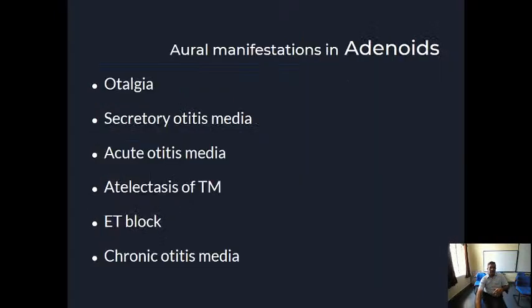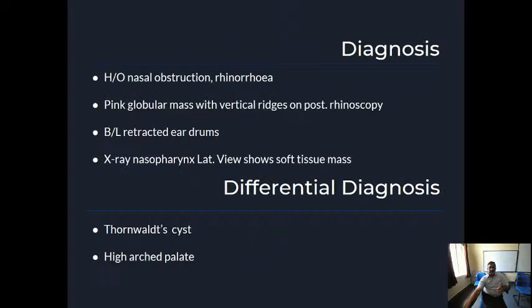And the oral manifestations: because of the eustachian tubal orifice, the infection spreads from the nasopharynx into the middle ear cavity, causing secretory otitis media, acute otitis media, and chronic otitis media. These are the ones which occur as a result of a septic focus present in the nasopharynx in the form of adenoiditis. Then the diagnosis is nasal obstruction, simple, and radiologically we have seen the X-ray, and the differential diagnosis, as I told you, is the Thornwaldt cyst.